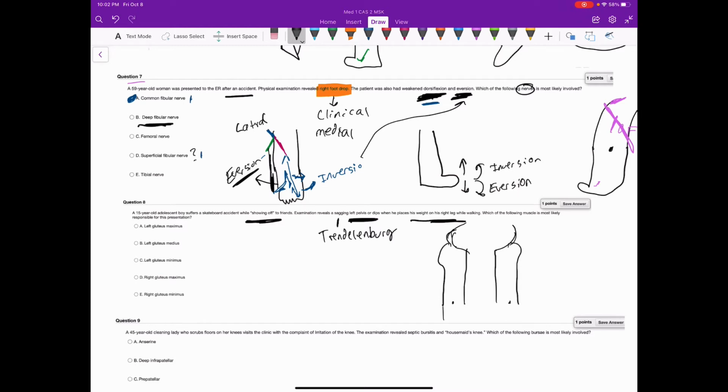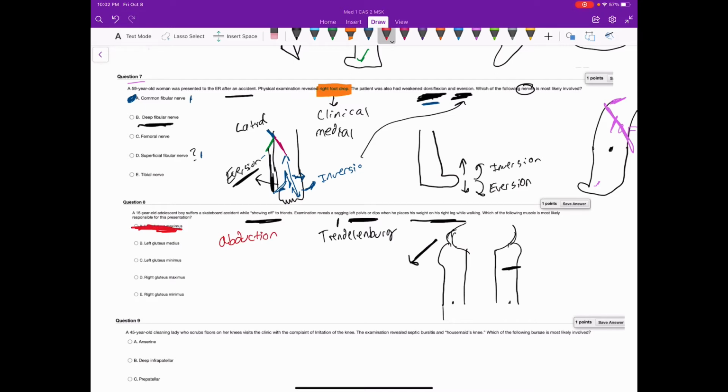So now, if the person's walking, right, and we say he has a sagging left pelvis. So this pelvis is going to be sagging. He's going to be down when he places his weight on the right leg. Okay, so why is this going to make sense? Or what's going to happen here? So let's go to the answer choices. Left gluteus maximus, right? Well, we know gluteus maximus is for extension of the leg. And a sagging pelvis comes from abduction of the leg. So we know this is wrong.